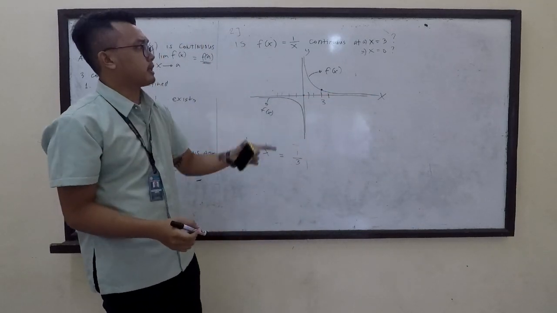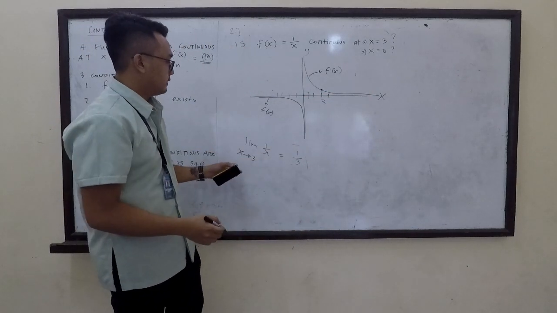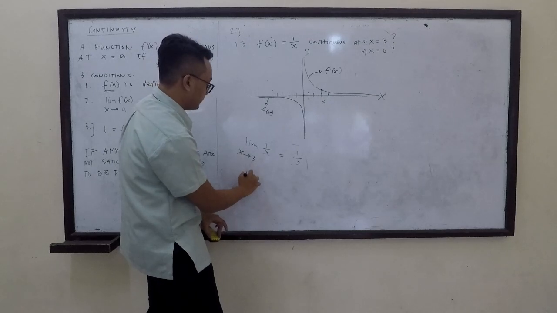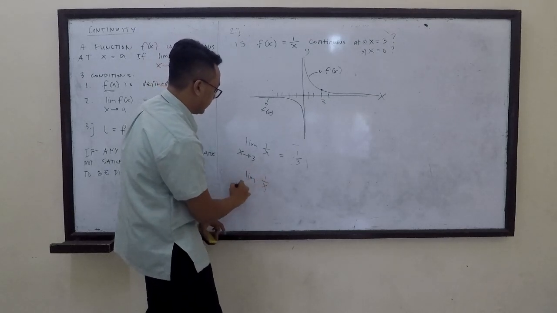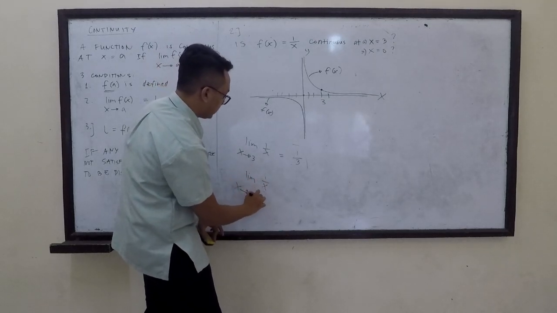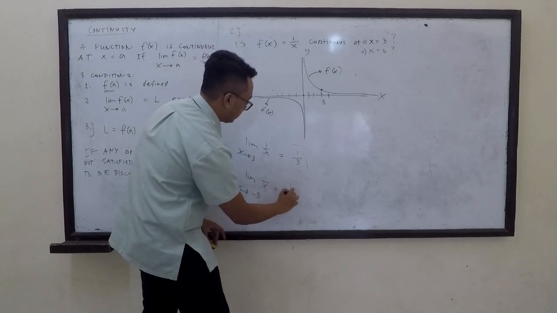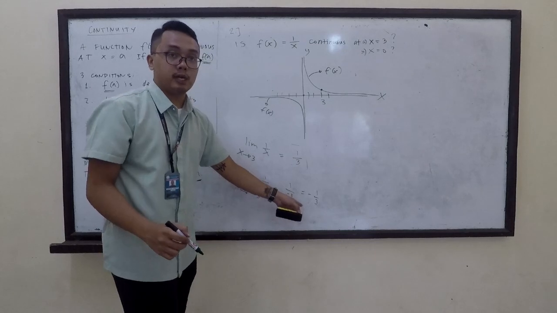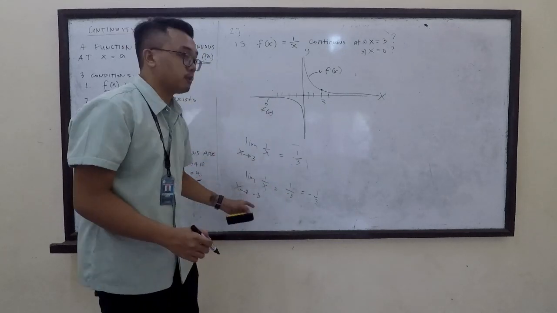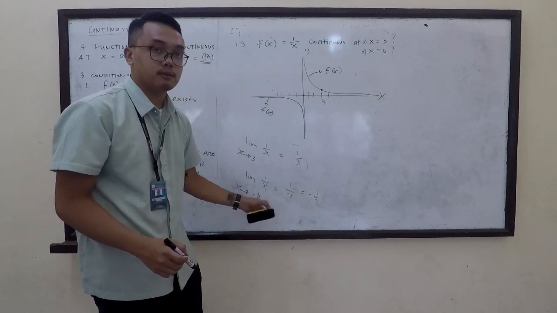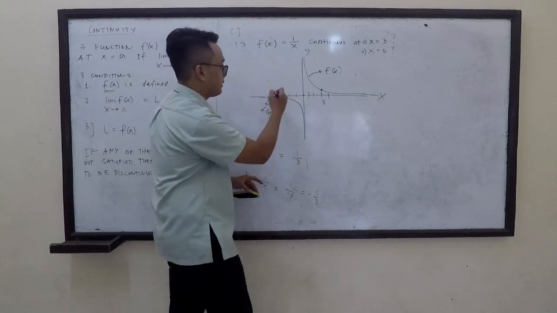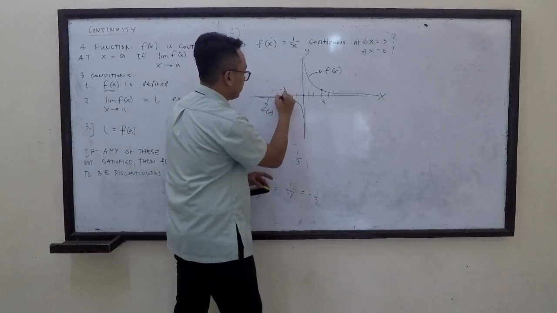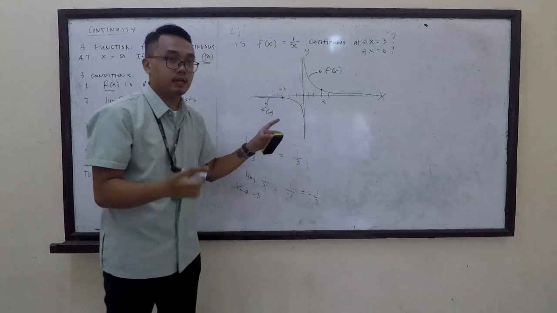Then what if negative 3, for example? The limit of 1 over x as x approaches negative 3 is 1 over negative 3. So this is also a defined value. Therefore it is continuous at x equals negative 3. So the function has a value there.